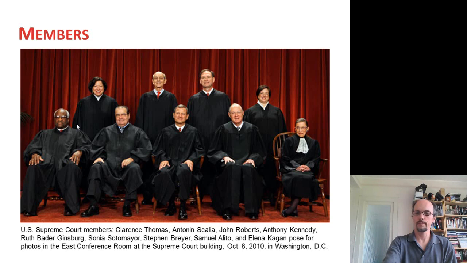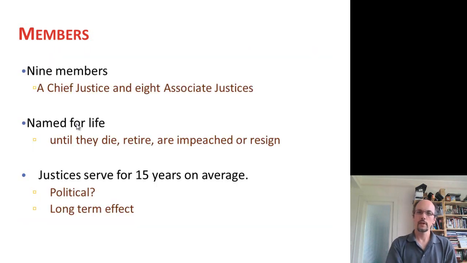This is a current Supreme Court, headed by Chief Justice Roberts in the center of the picture. 9 members in the Supreme Court, always 9 members. A Chief Justice, Roberts, and 8 associate justices. So the judges are called justices.